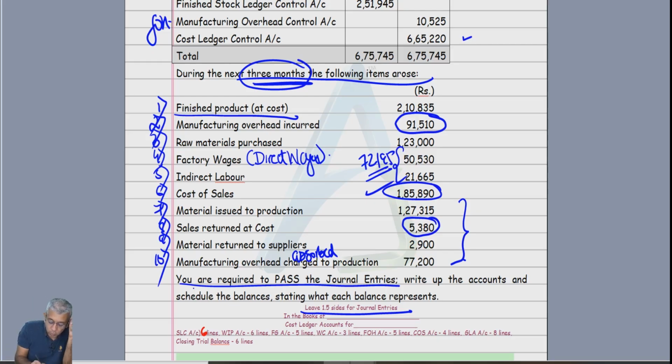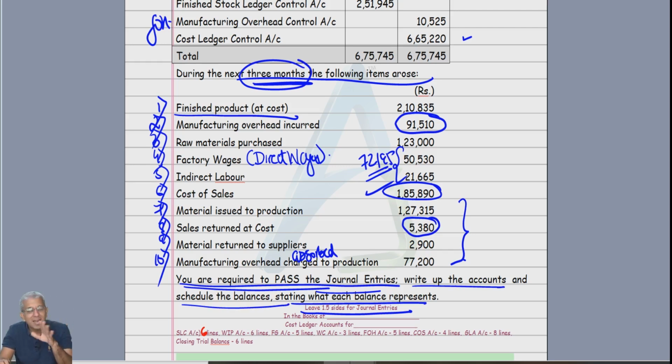See, what have they told you? You are required to pass the journal entries. We did that. Write up the accounts. Schedule the balances, means state the balances here, stating what each will represent. Can you say all balances will in any case come in your closing trial balance? No? Yes, sir. So let's prepare a closing trial balance.